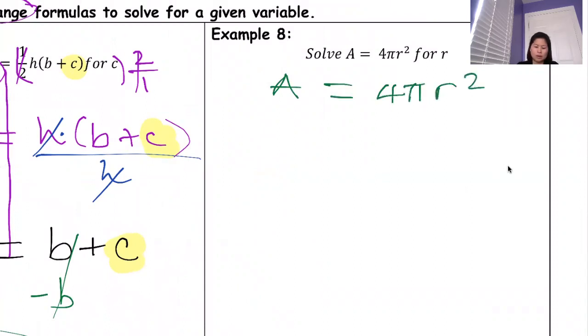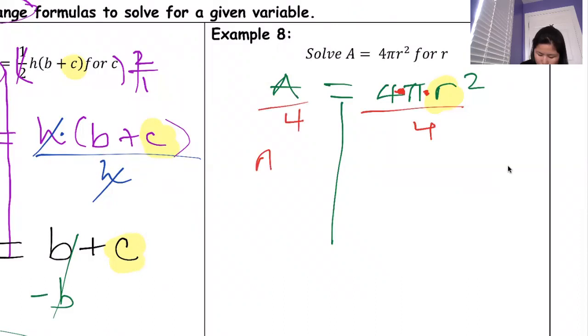Okay, I want to solve for R, that's the one. Well, to do that, that means I need to move everything over. If you look at this one, whenever you have things right next to each other, it's the same as multiplication. So I solve by division, okay? There's a 4. I'm going to get rid of the 4 first. So A over 4, the 4 over here cancels out, so I have pi r squared.